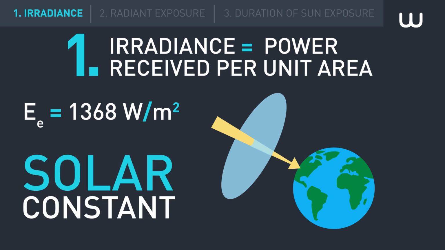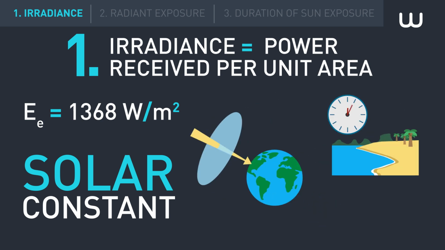After passing through all layers of the atmosphere, the irradiance decreases. So, at sea level at noon, the irradiance is about 1000 watts per square meter.